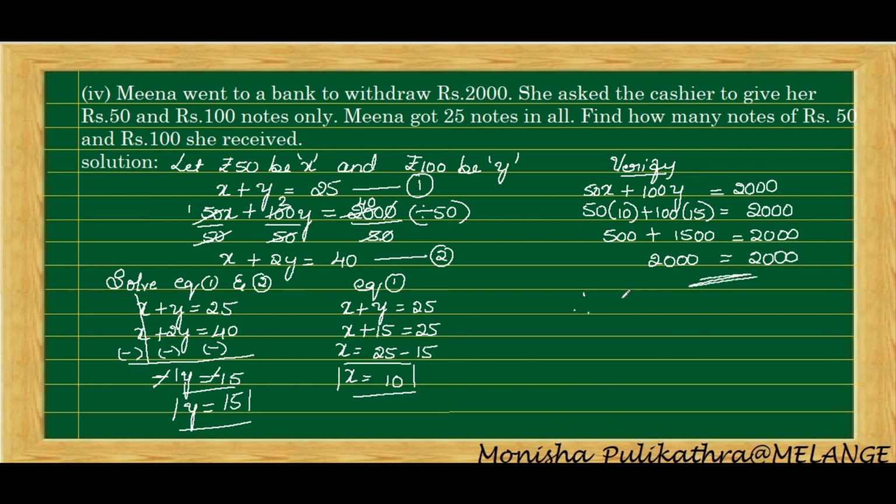Therefore, rupee 50 notes: how many notes did she get? She got exactly 10 notes. And rupee 100 notes: she got 15 notes of 100 rupees. Okay, I hope you understood this.